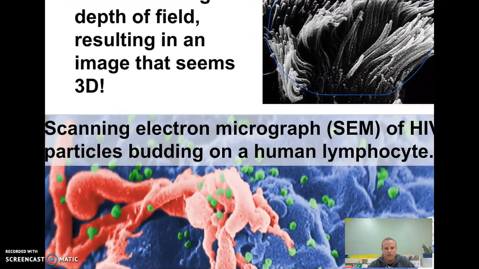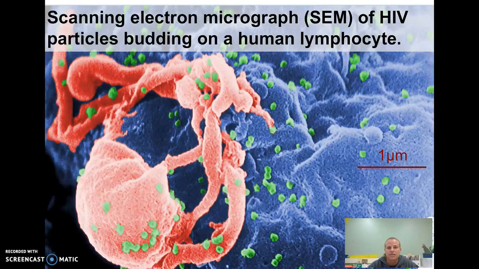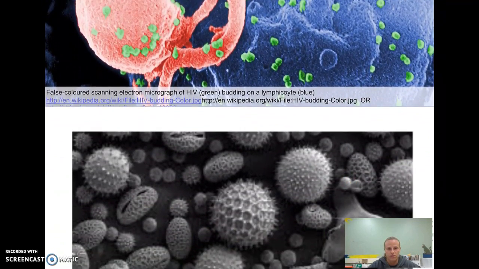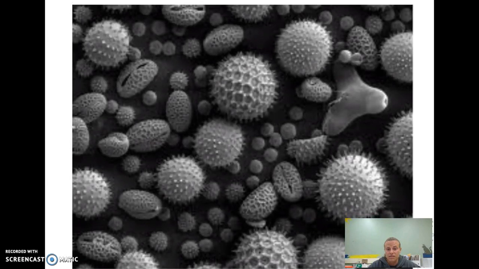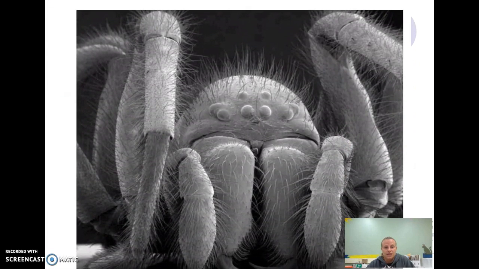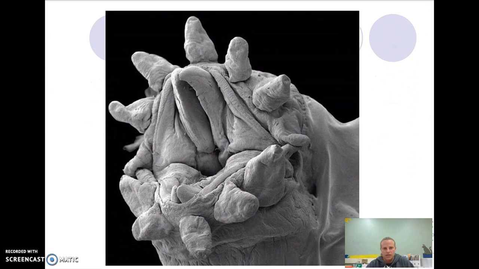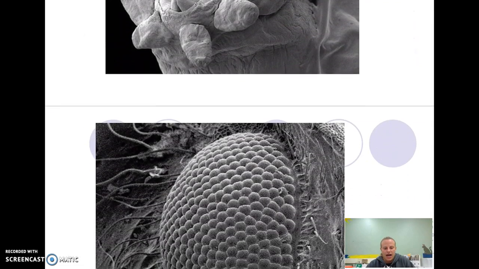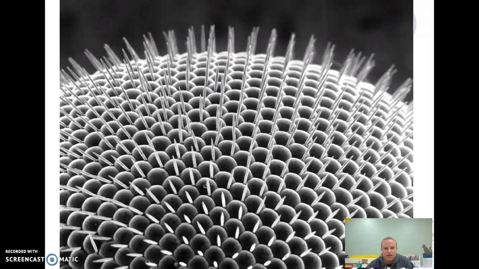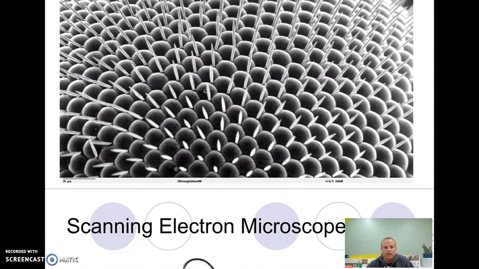So let's take a look at some other examples, right? Here are the HIV particles budding on a human lymphocyte. This is the scanning electron micrograph picture of it versus the transmission electron micrograph picture that we saw earlier. These are, I'm sorry, these are viruses. Here is a dust mite. Here is a close-up of, I'm not sure what this is actually, to be honest with you, but here's the eye of a fruit fly. And now check this out. That's actually the surface of the eye of the fruit fly. And these are all 3D images that are produced by the scanning electron microscope.